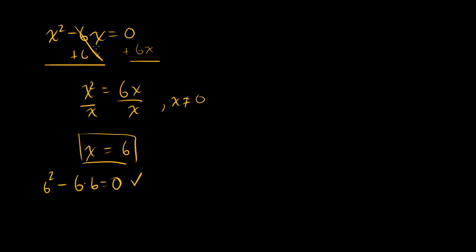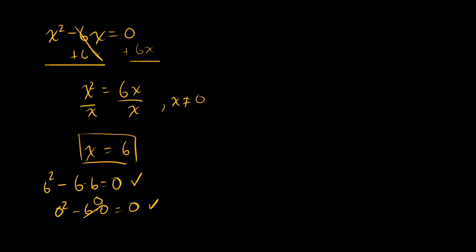Now, what could be another solution? Well, we had to assume here that x could not be equal to 0. But what if x was 0? Just trying that out, we get 0 squared minus 6 times 0 equals 0. And this is true. 6 times 0 is 0, and that is also true. So x equaling 0 is also a solution.